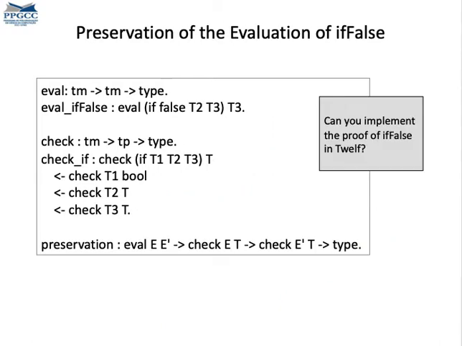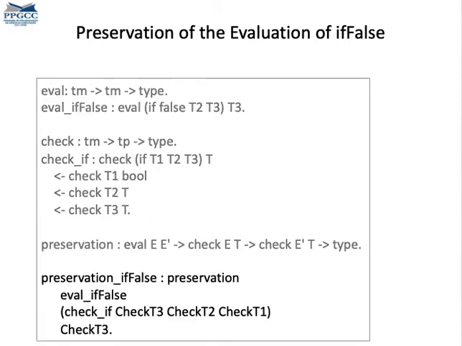The proof of eval if false is totally similar. Would you like to demonstrate it? You have the necessary definitions here. I suggest you stop the video and try to show how preservation ensues in this case. Here's the proof. That's a simple matter of using the premise that says that t3 has type big T.